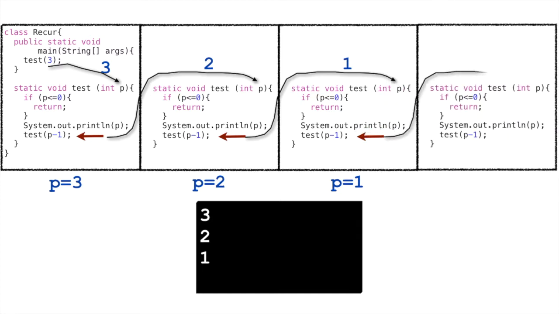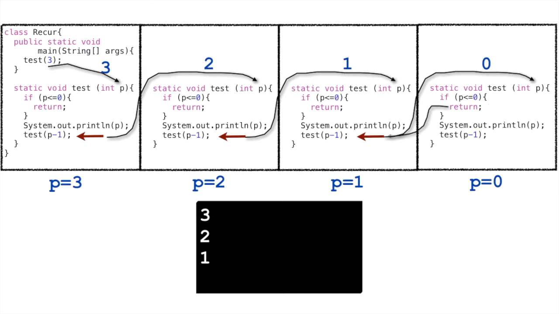We are inside a method which has p equals 0. In the first line, we are checking if p is smaller than or equal to 0. Yes, p is 0. Yay! We go inside the curly braces. This is the first time we have reached the base case. The statement inside is return, so we return to its caller method.